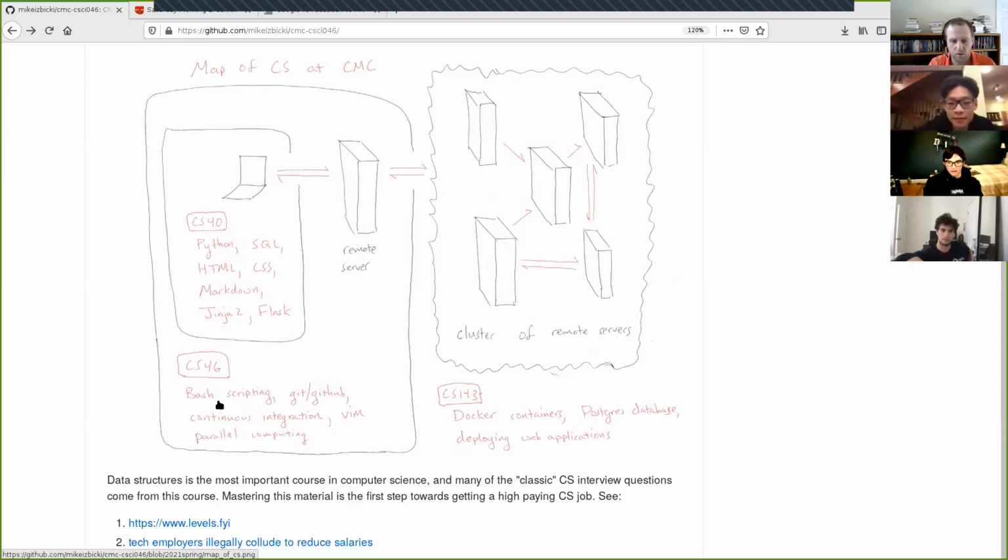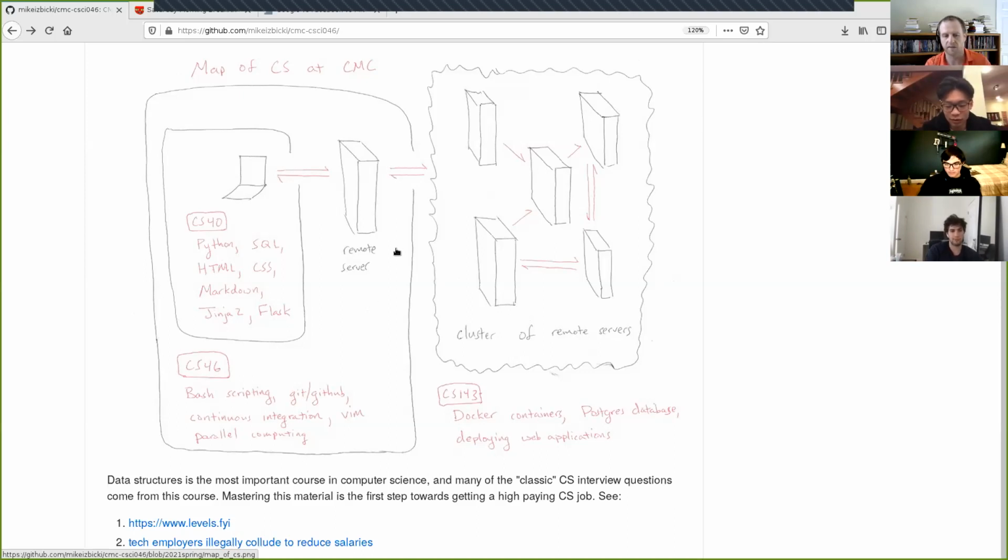The main purpose of this course is to kind of bridge the gap between CS40 here and CS143, which is the big data course at CMC. And this is, the big data course is like the culminating computer science course for the data science major that we just introduced. And in this data science course, you'll be working on not just one remote server, but hundreds or thousands or millions of remote servers at a time. And how do you coordinate all of those remote servers together?